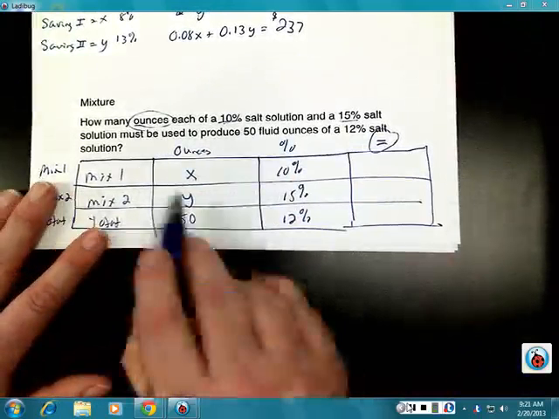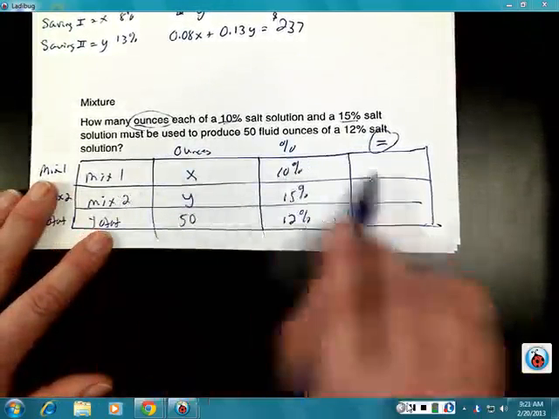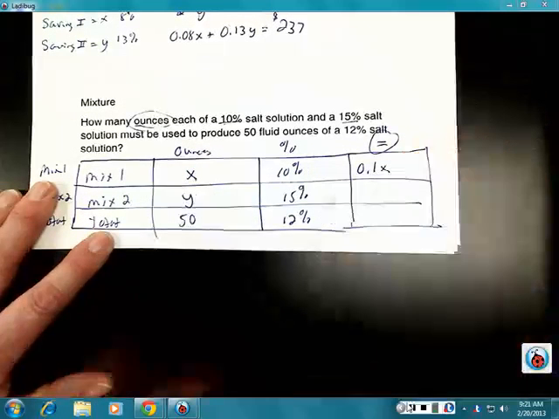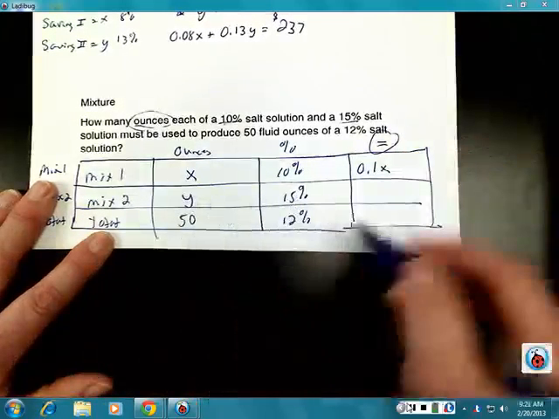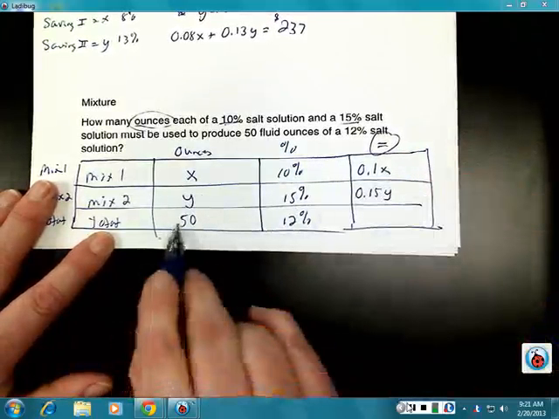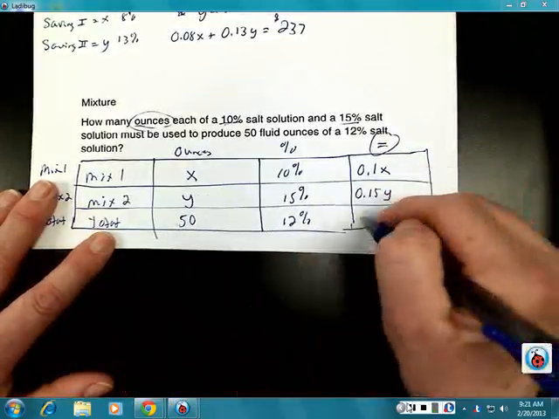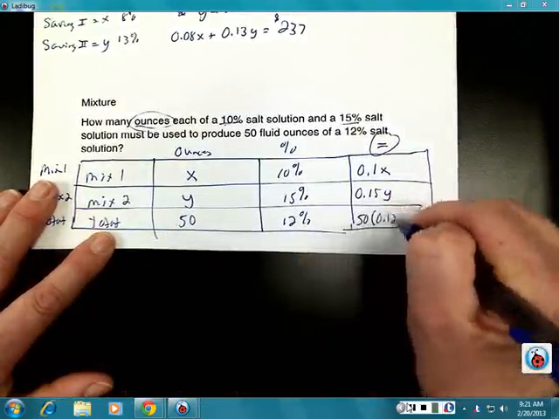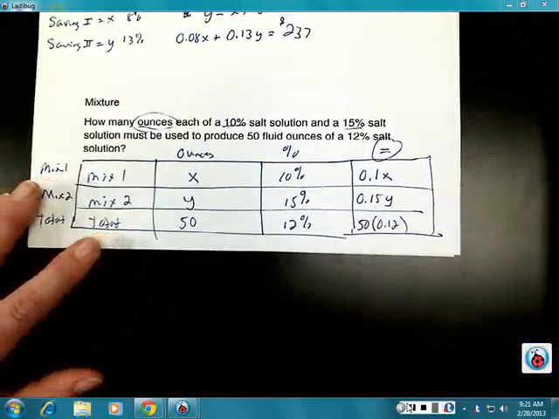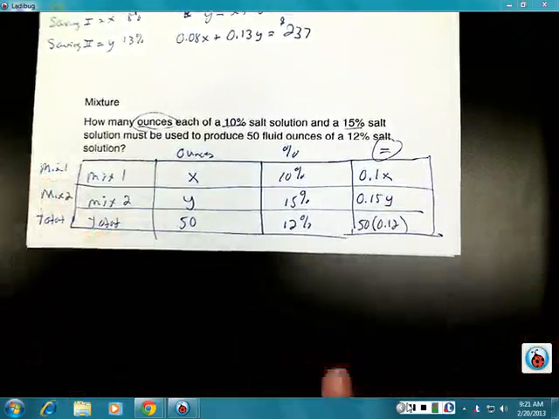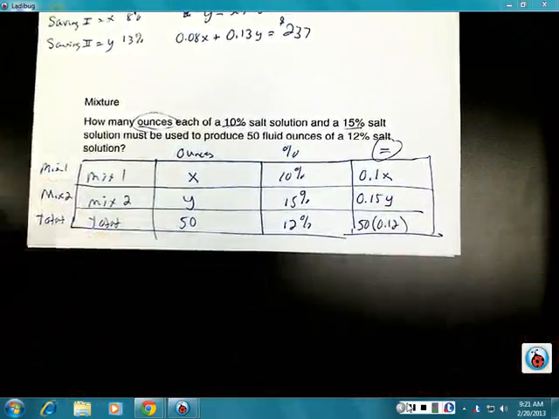Okay. Now if I go across and go this way to get what it equals, x times 10% is 0.1x. Y times 15% is 0.15y. And 50 times 12% is going to be 50 times 0.12. We okay so far? Okay. Now, I've got my charted stuff.